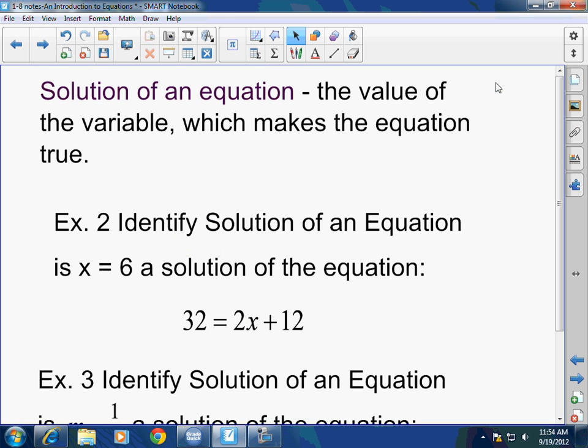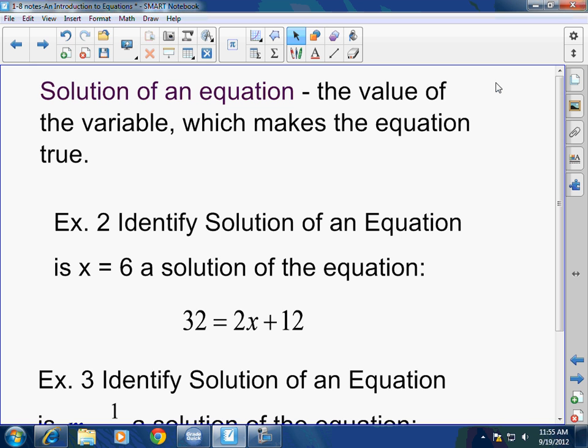Now, solutions of an equation. The solution of an equation, guys, is the value of the variable that makes the equation true. Period. It's the value of the variable that makes the equation true. If that value of the variable does not make the equation true, then it is not a solution.